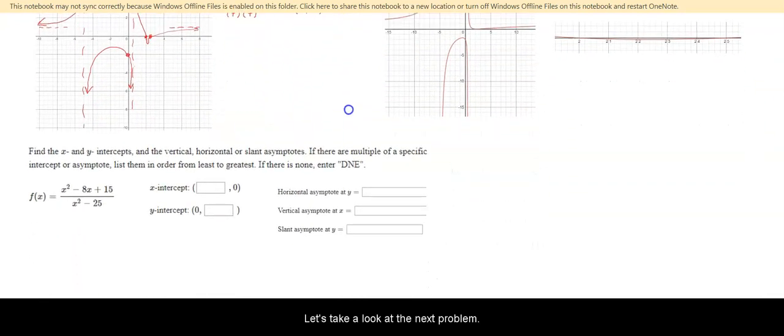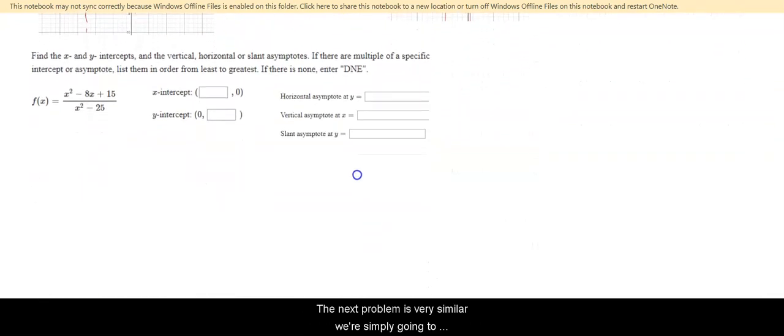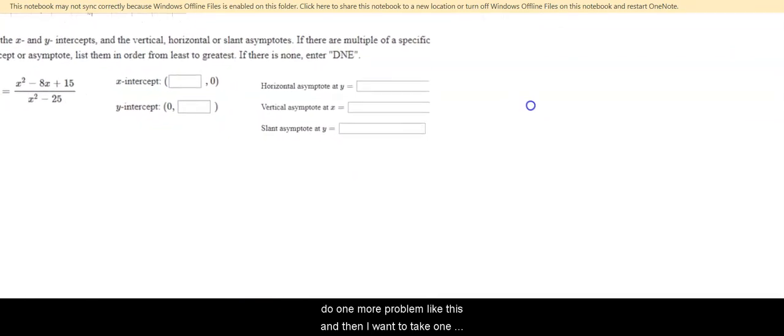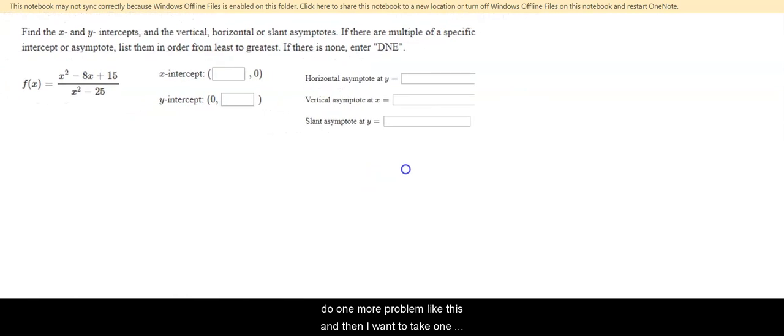Let's take a look at the next problem. The next problem is very similar. We're simply going to do one more problem like this, and then I want to take one look at a slanted or oblique asymptote. We're going to go through our steps again, trying to find the vertical asymptotes and holes first by looking for restrictions on the domain.